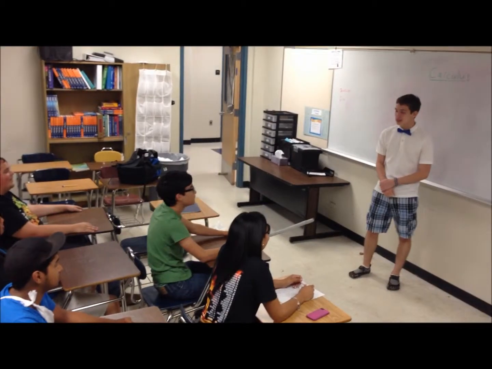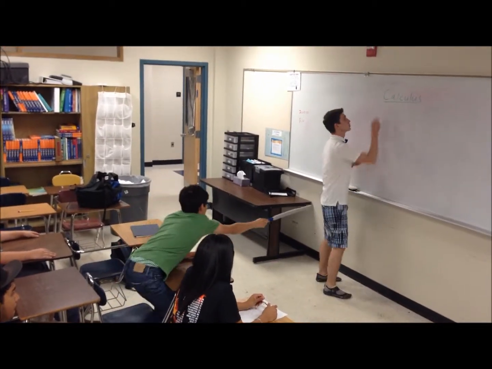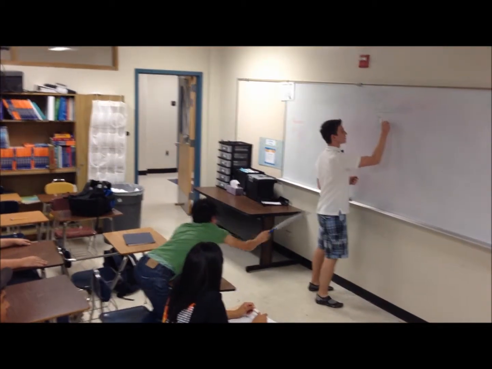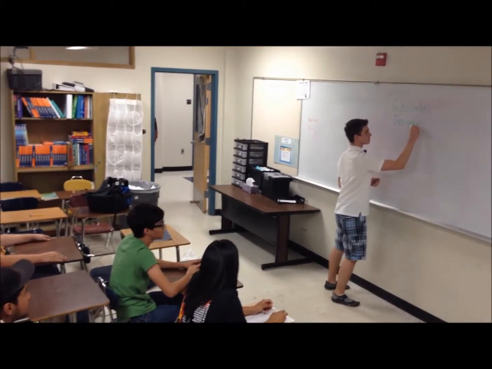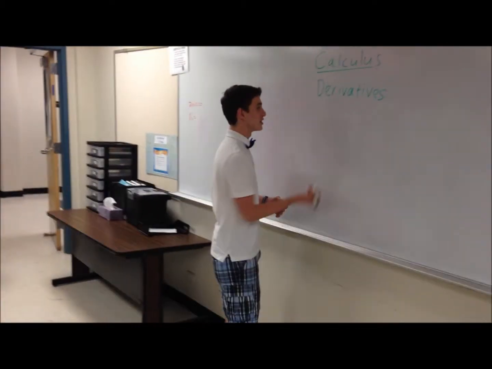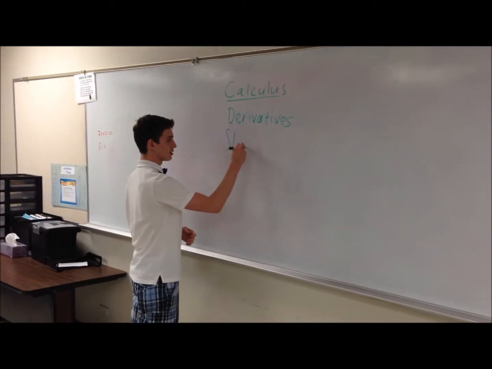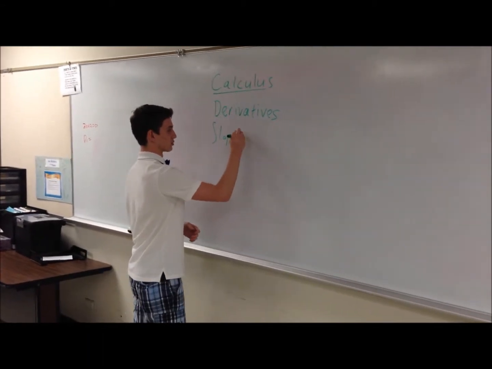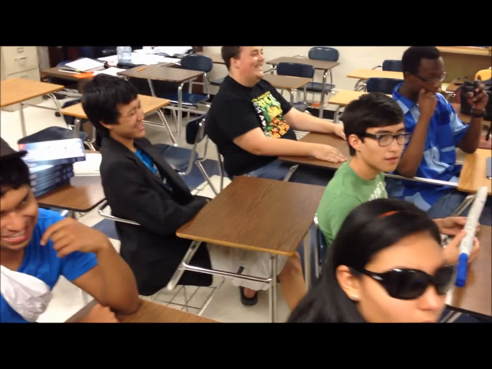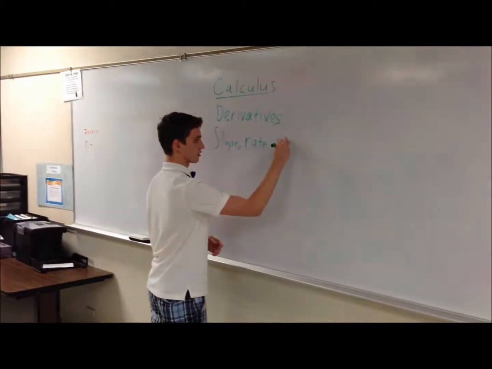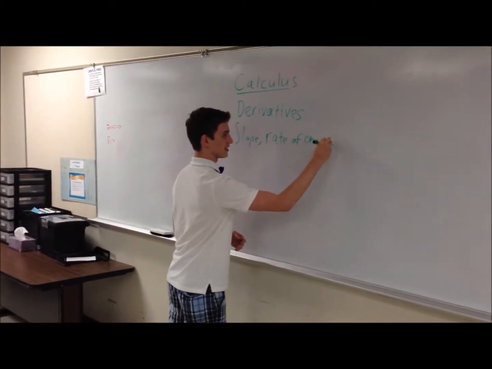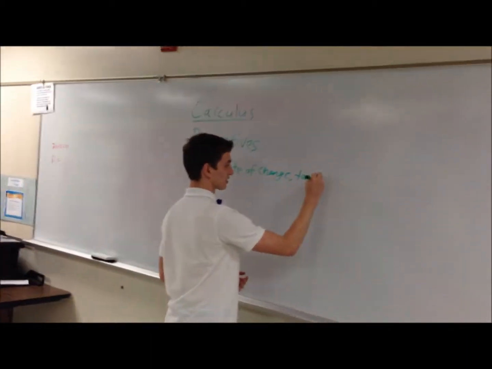Alright, so today in class we will be talking about derivatives. What's a derivative? Well, a derivative is known as many things. For one, it can be known as a slope. It can be known as a rate of change. And it can also be known as a tangent line, or a line tangent to the graph.